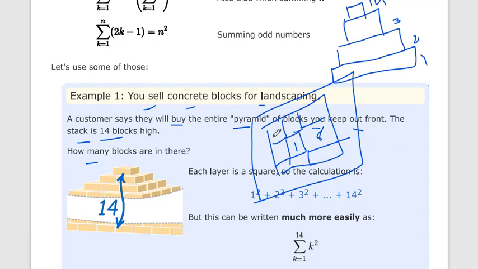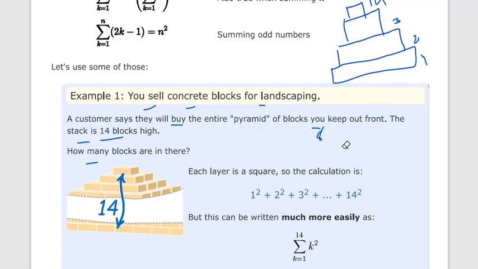The second layer, and 9, is a square. So each layer is a square. We can calculate it like this: the first layer is 1 square, meaning 1 block. The second layer is 2 square. Now the third layer is 3 square. It is a square if we see from the top. And this is a 14 block size, so our sequence will go up to 14 square.